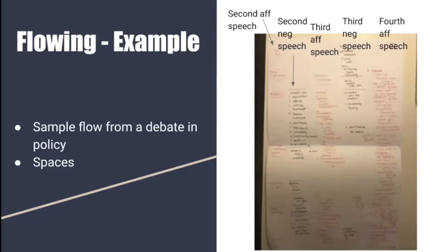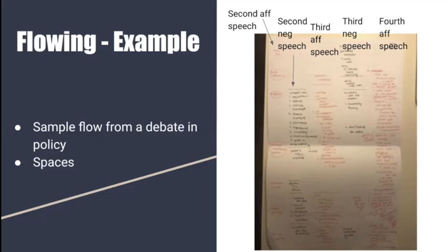Okay, so we can go back to our example now. I've labeled the speeches in each of the columns. This column was the second AF speech. This was the second neg speech, third AF, third neg, and then fourth AF speech. This was also a policy round, so it's maybe not in the format that you're used to. In this specific round, I was debating against some of my friends and teammates, and it was more casual. It was set up in a way where we didn't need to flow the first two speeches. That's why it's starting at the second AF speech. Typically, you would flow starting from the very first speech if you've never seen their arguments before.